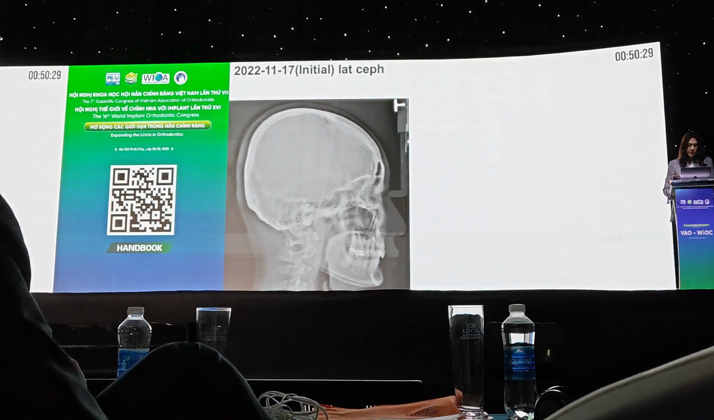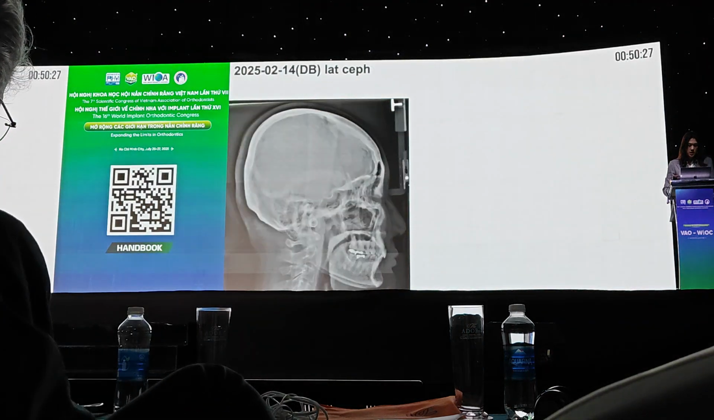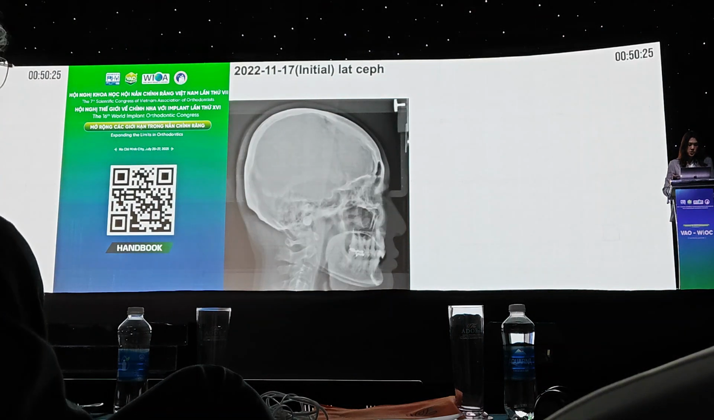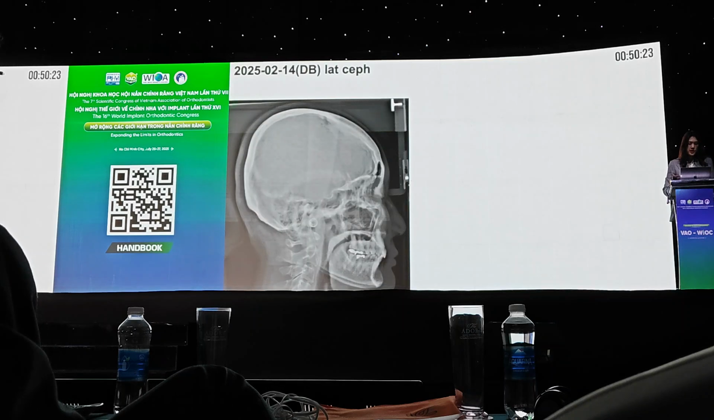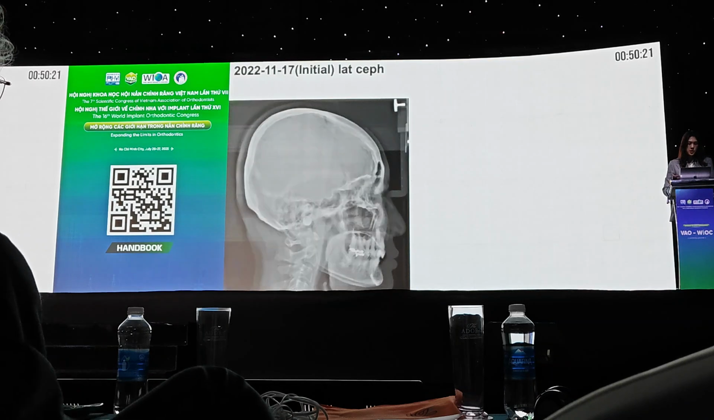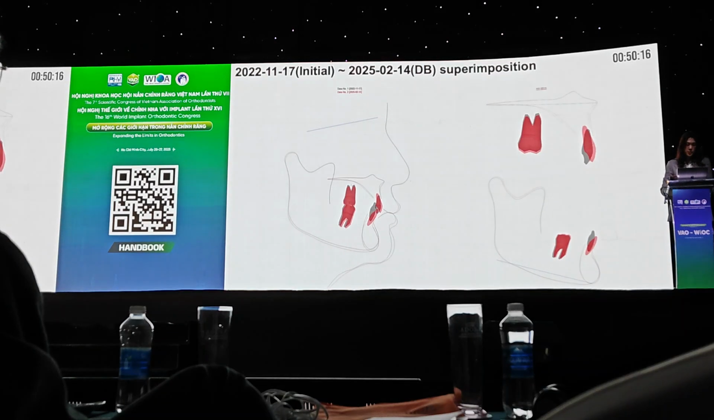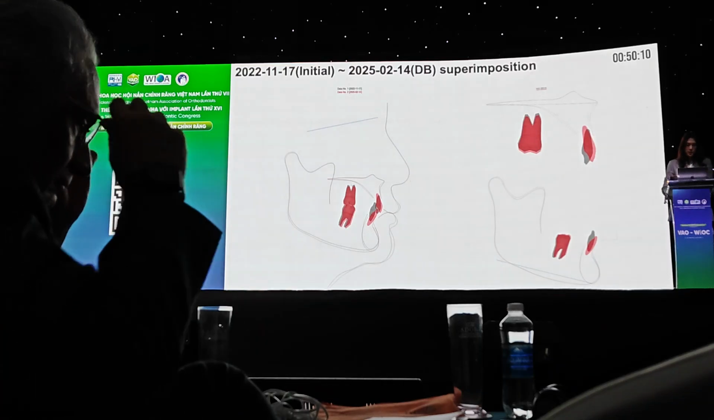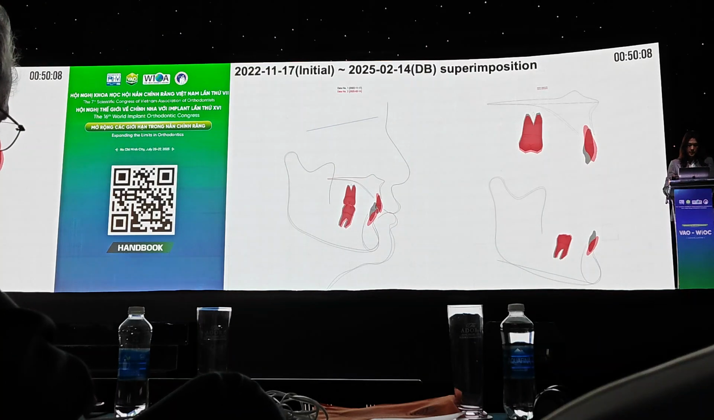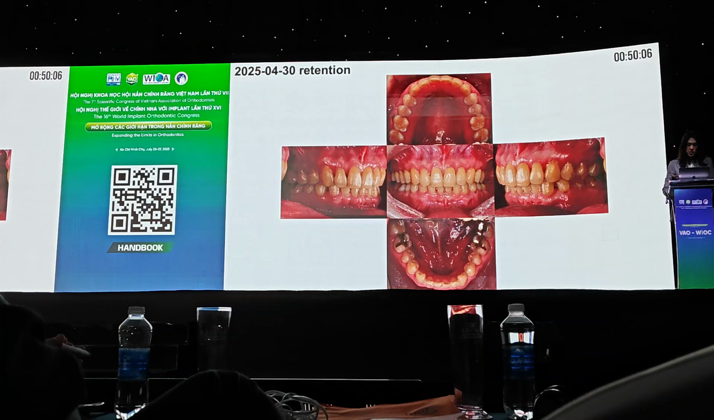Panoramic radiograph. This is her Ceph before treatment. This is after treatment. So you can see that the lower incisors and the upper incisors inclination is normalized. And this is a superposition. A lot of intrusion in the lower, right? As well as upper. And this is retention, very stable.